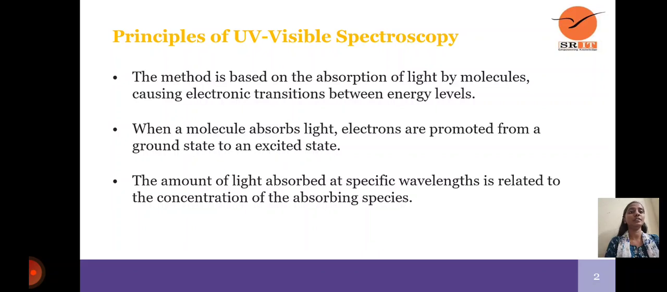Principles of UV visible spectroscopy. The method is based on the absorption of light by molecules, causing electronic transitions between energy levels. When a molecule absorbs light, electrons are promoted from a ground state to an excited state. The amount of light absorbed at a specific wavelength is related to the concentration of the absorbing species.